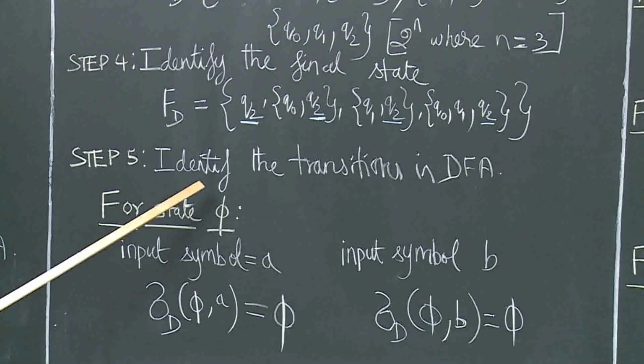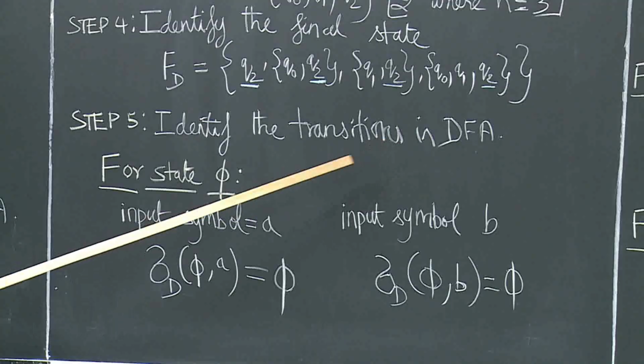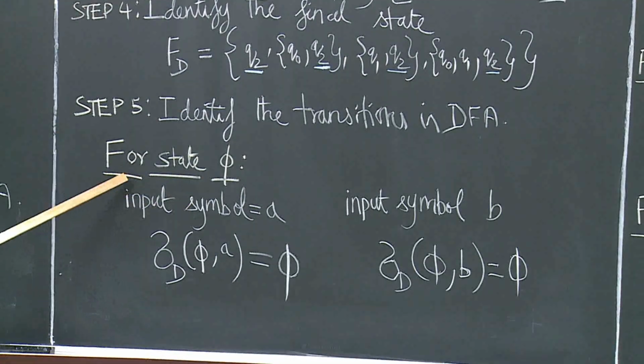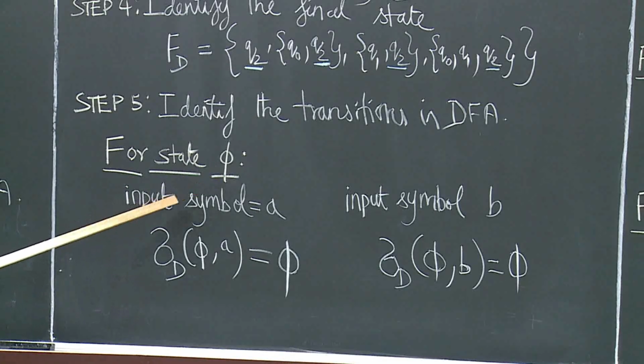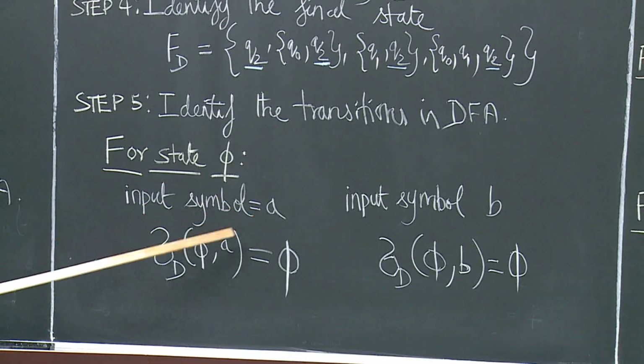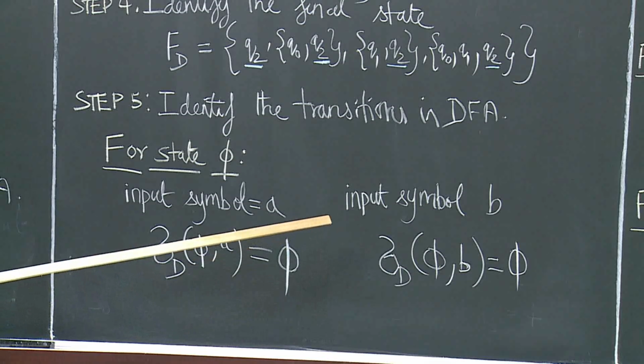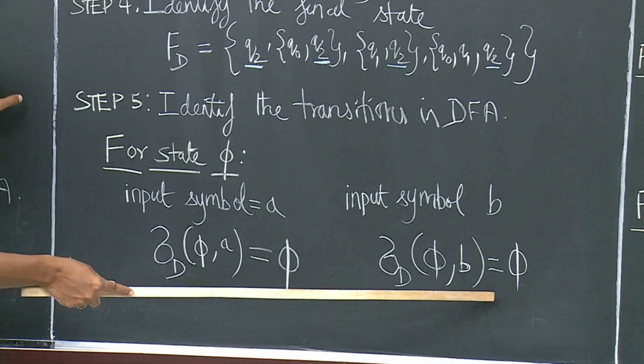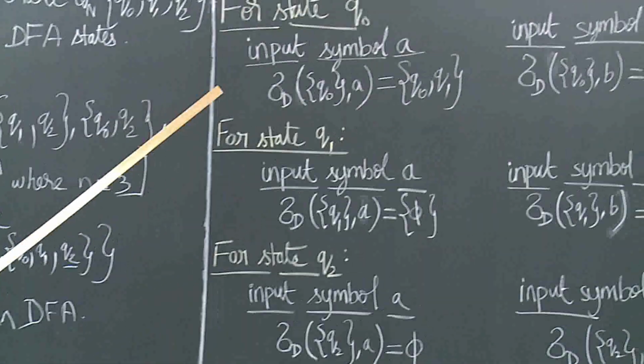Next we can identify the transitions in the DFA. This is also an important step. We can see it for each state, one by one. First, for the phi state, by accepting the input symbol A, it doesn't go anywhere. Similarly, for accepting the input symbol B, it doesn't go anywhere. Next we can see the state Q0.